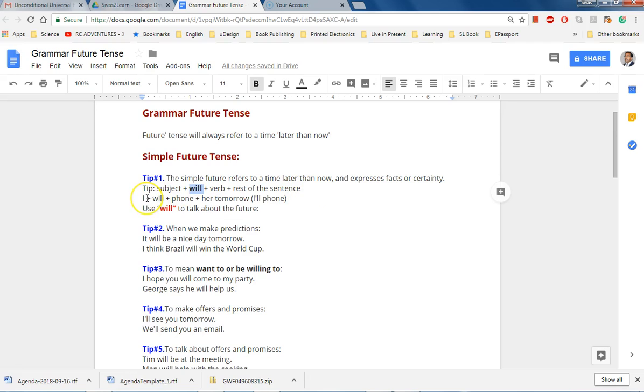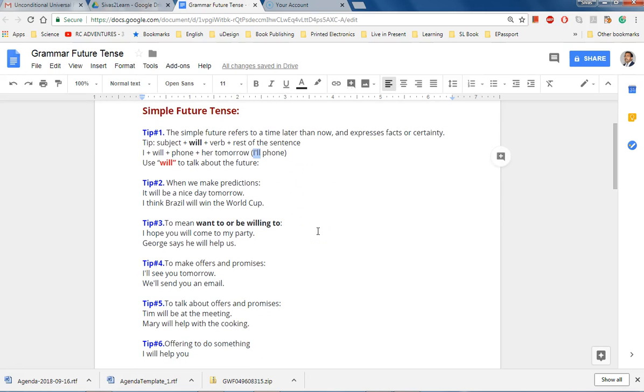Say for example, I, subject, will. We use that for the future. Simple future tense: I will phone her tomorrow. It is the short form, and it is the long form. Okay, so we will use "will" to talk about the future. And also the simple present we use.